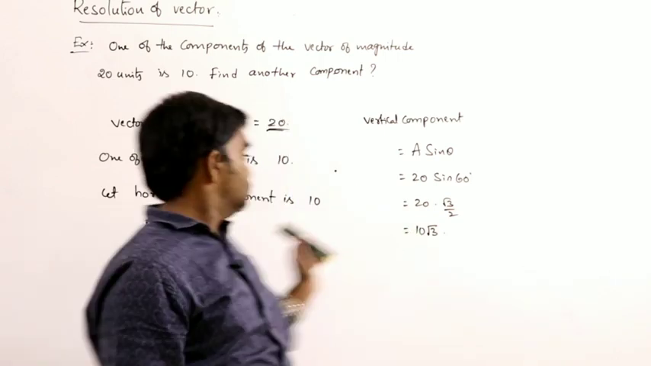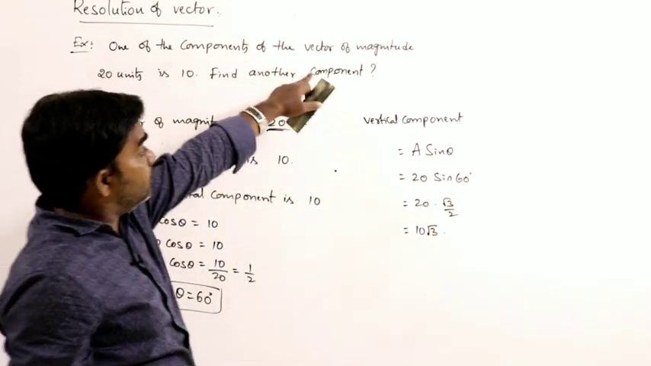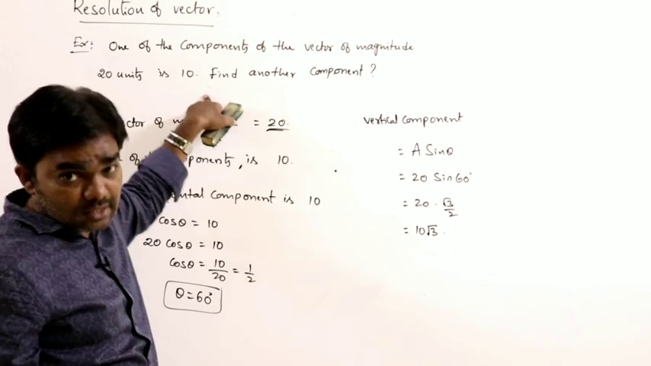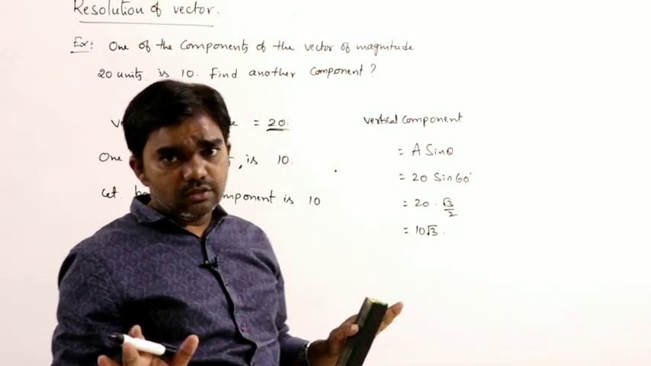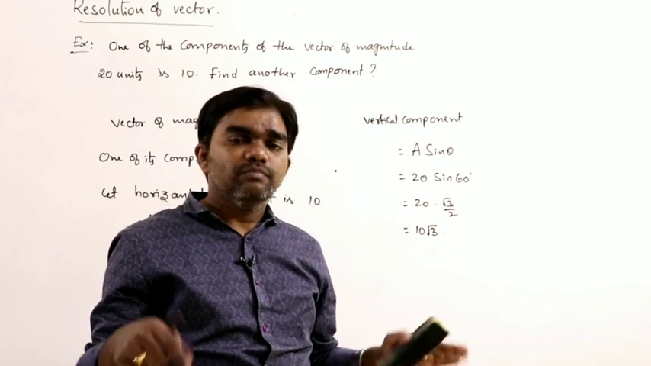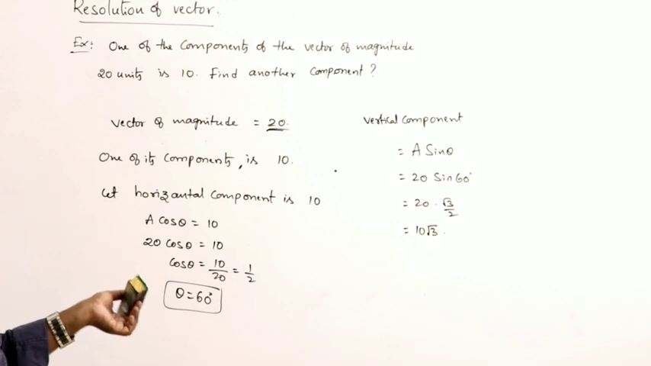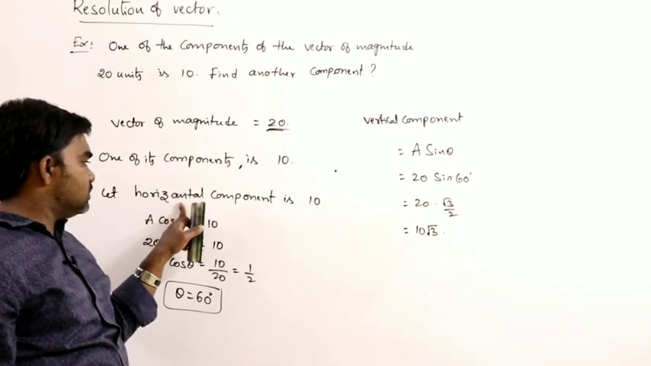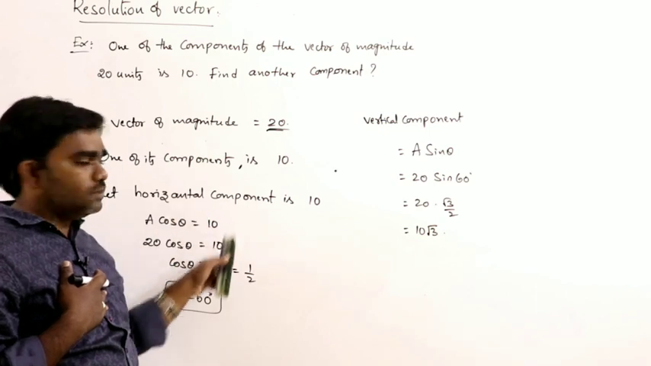So one of the components of the vector of magnitude 20 units is 10. The total vector is 20 units, one of its components is 10, and what is the other component? That is based on resolution of vectors. I am considering this as the horizontal component.